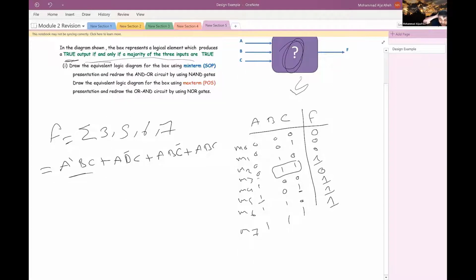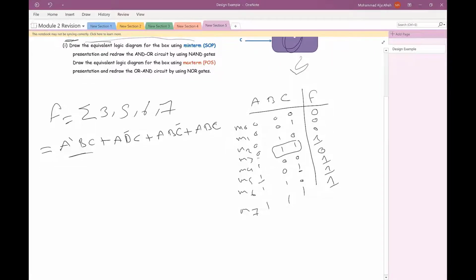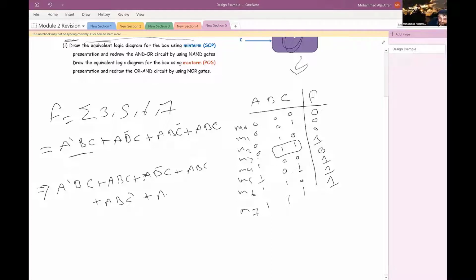Okay? So, can we simplify this output? Yes, we can simplify it using Boolean algebra for now. So, how to simplify it? What should I do? I can say this can be rewritten as A prime B C plus A B C plus A B prime C plus A B C plus A B C prime plus A B C.